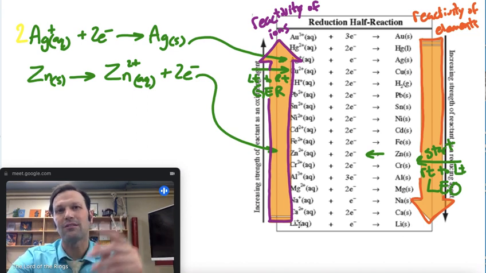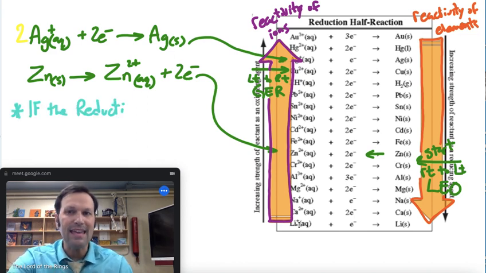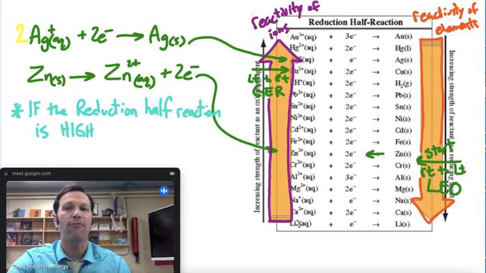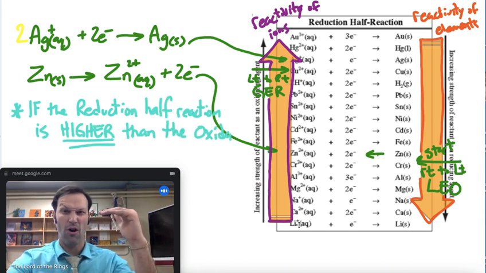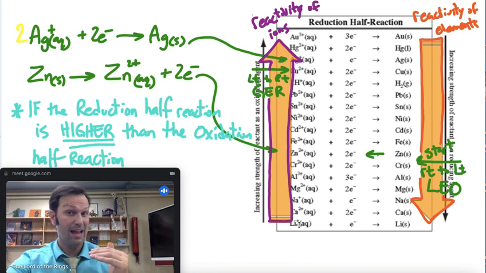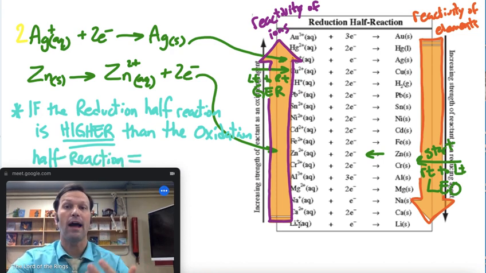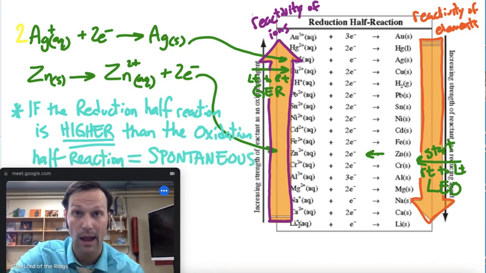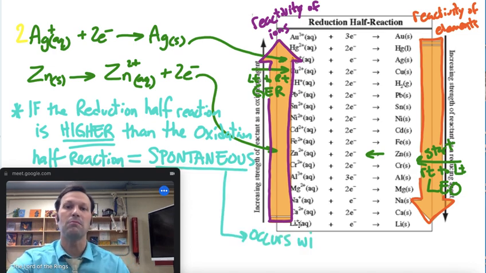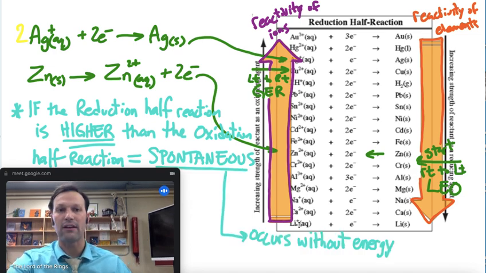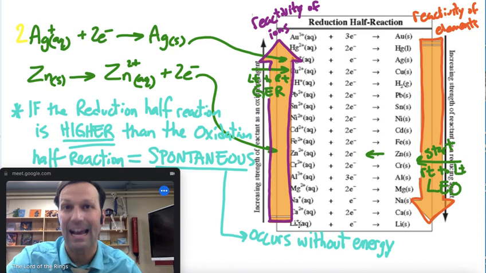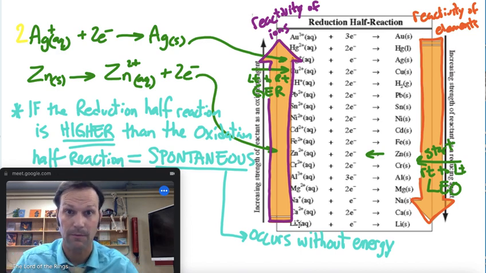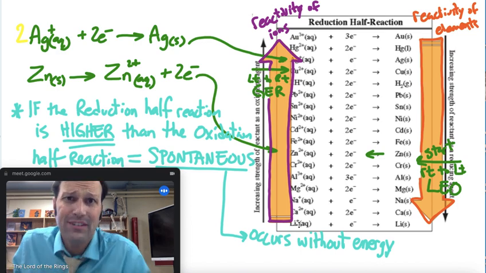Now, we use this to generate the idea of what a spontaneous reaction is. But here's the general rule for that. If the reduction half reaction is higher on the table than the oxidation half reaction, then you have what we call a spontaneous reaction. Spontaneous simply means that this whole reaction will occur without any extra energy. That's it. So you don't even have to worry about the definition.